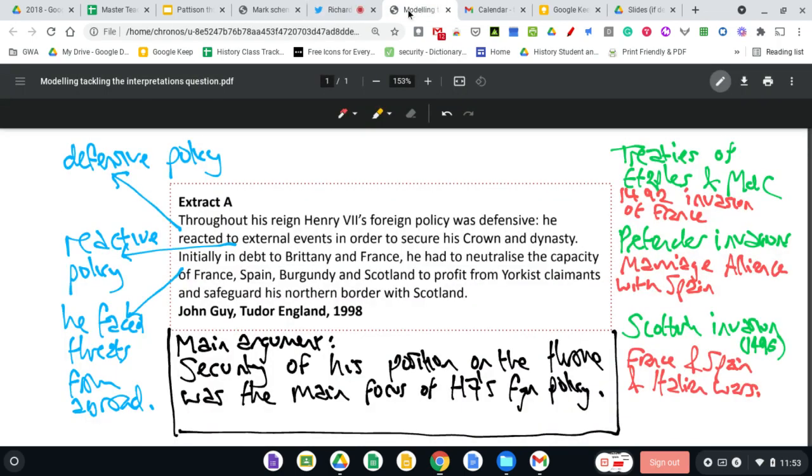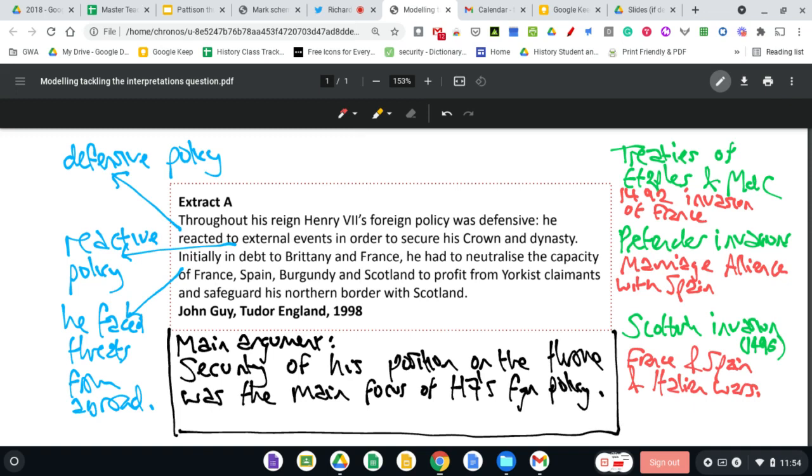So in terms of the counterarguments, the counterpoint, we can pull out one for each. I'll leave it to you to decide how strong they are. To counter John Guy's claim that it was a defensive policy, we can point to the 1492 invasion of France in response to the events of Brittany. To counter the idea of a reactive policy, we can look at the Treaty of Medina del Campo and the move to form a marriage alliance with Spain. That's quite a proactive move to secure his crown and dynasty in the future. It's not a reaction to something which has happened without him being aware of it.